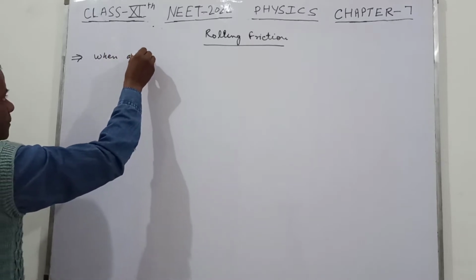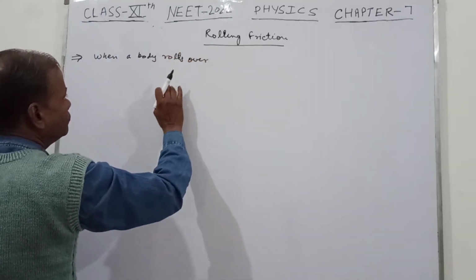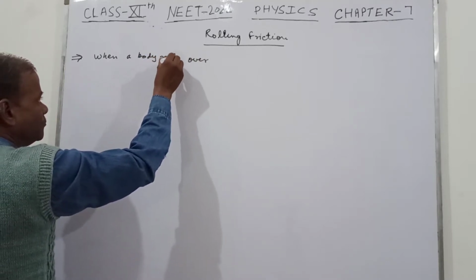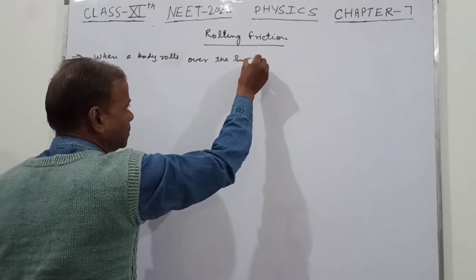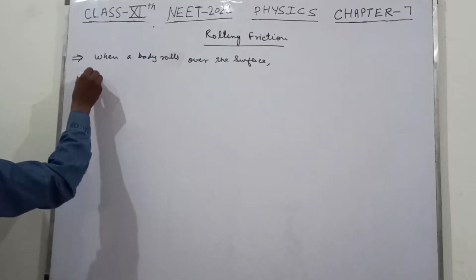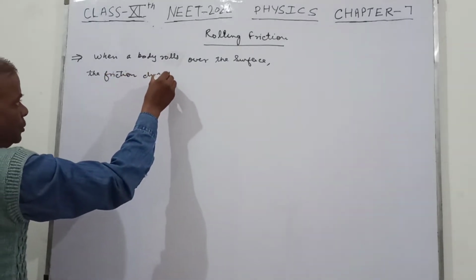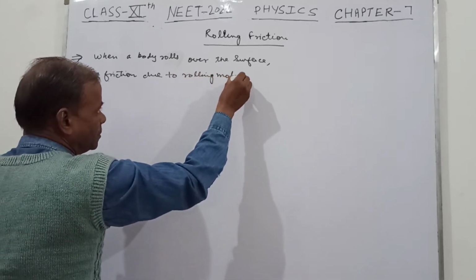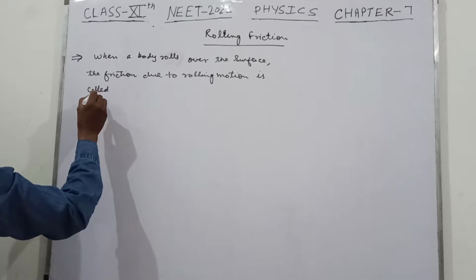When a body rolls over the surface, the friction due to rolling motion is called rolling friction.